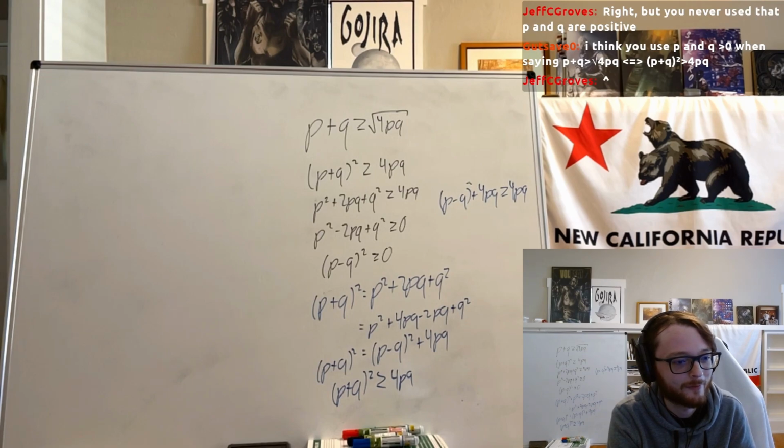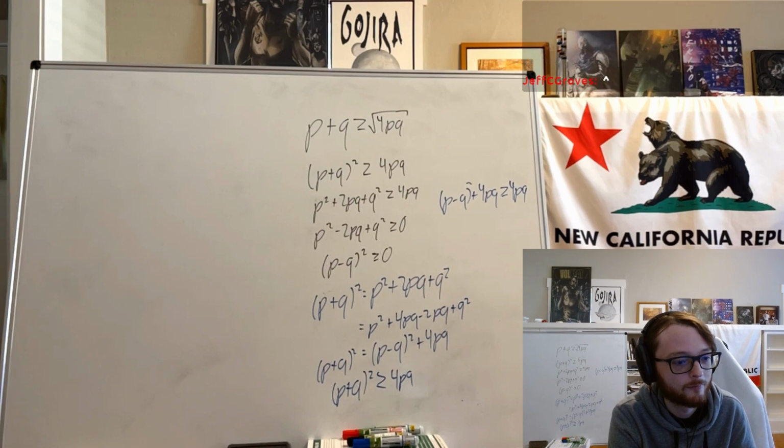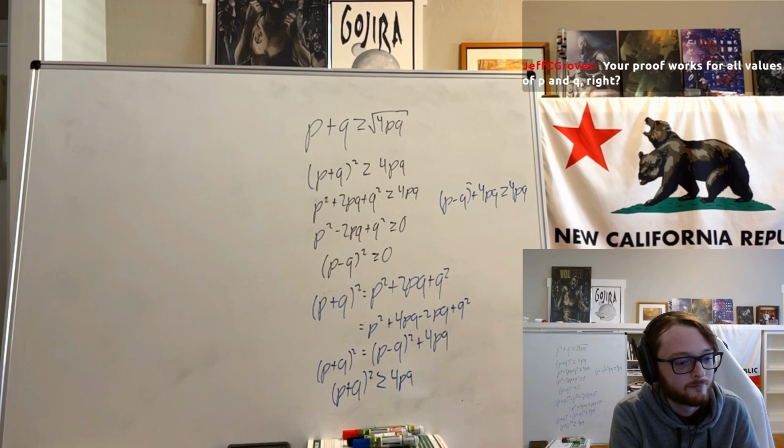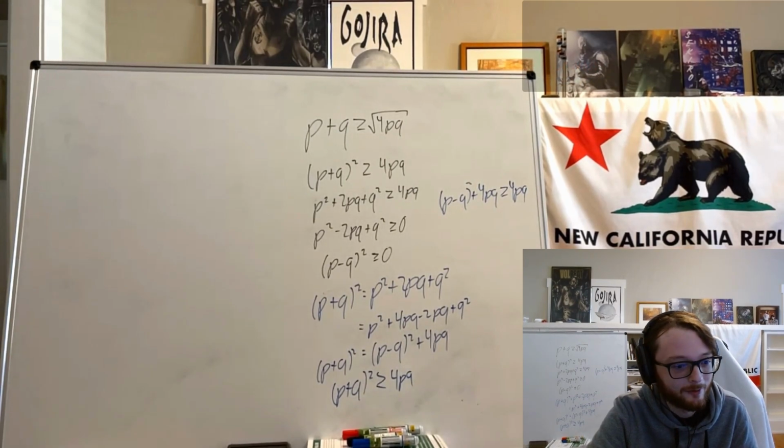Wait, okay, I'm confused on what you're saying then, Jeff. I'm saying P plus Q greater than or equal to root 4PQ implies, or if and only if. I guess? Yeah? Are you saying that I've done something wrong, or are you building towards part B right now?